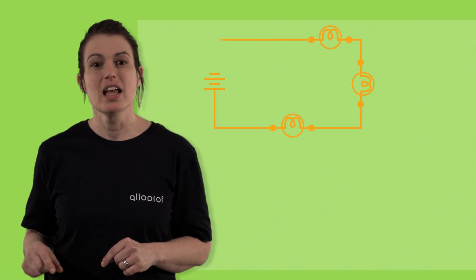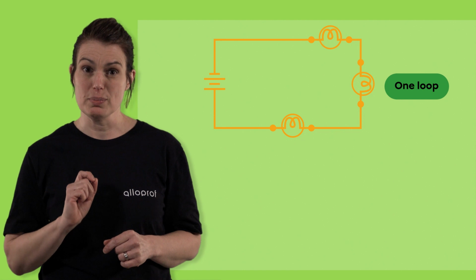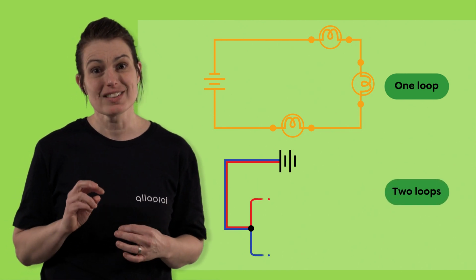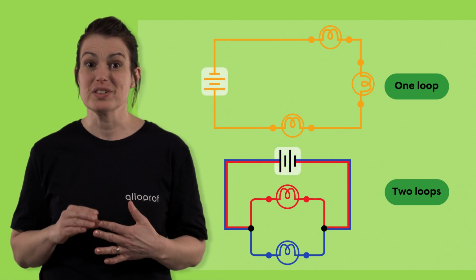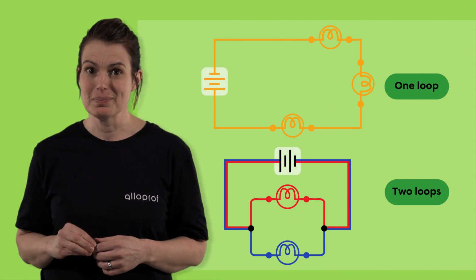A loop is a closed path in an electrical circuit. This circuit has only one loop, shown in yellow, while the next circuit has two loops, shown in blue and red. Each loop is connected directly to the power source.